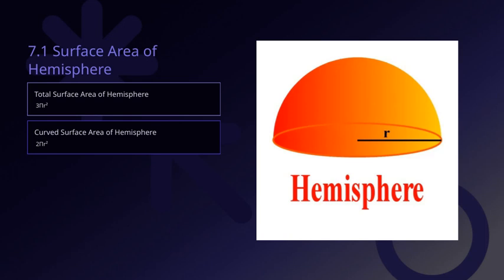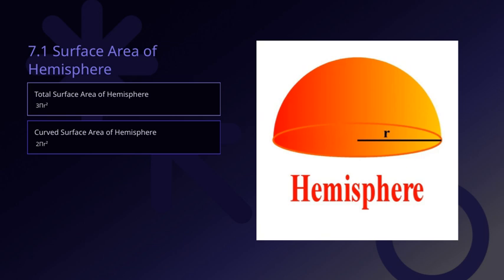Now, let's take a closer look at the surface areas of a hemisphere. The curved surface area, which is the area of the curved part of the hemisphere, is given by 2 times pi times the radius squared. This formula highlights how the curved surface depends on the radius. The larger the radius, the greater the curved surface area.